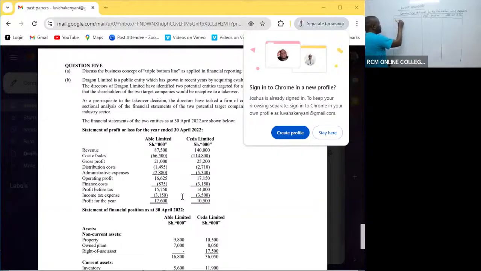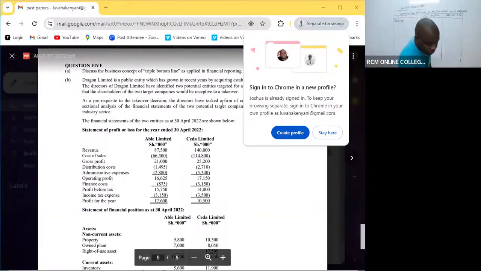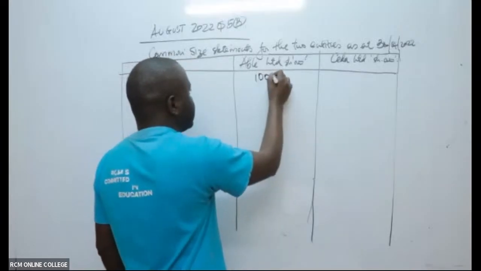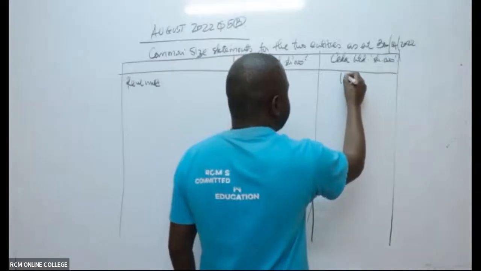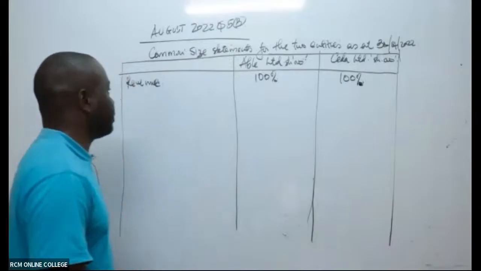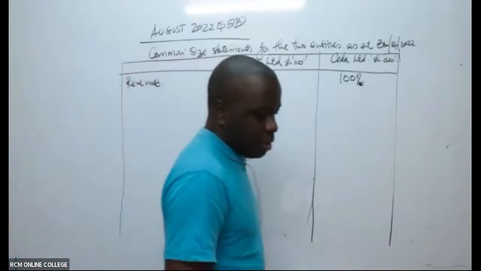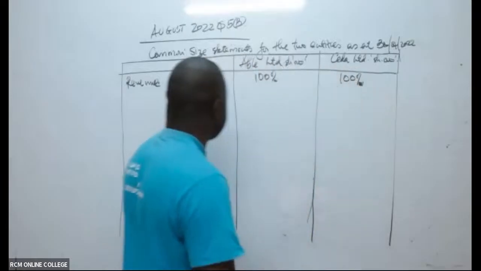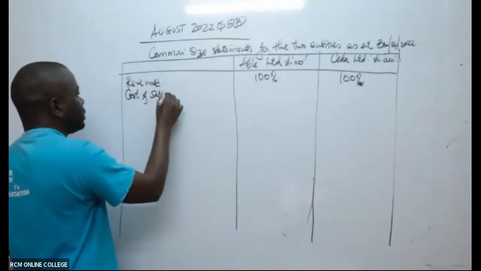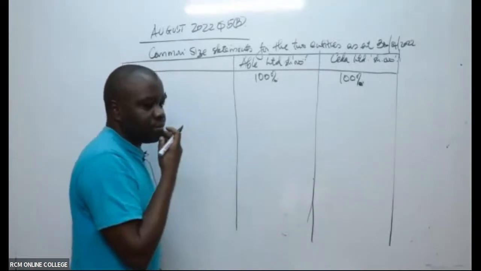So we have in this case revenue, and our revenue will be 100%. There are those who say they are not seeing the board. So our sales will represent 100% for the two companies. Remember, we are converting them into percentages. So we have our cost of sales. You can get the cost of sales in terms of percentage.